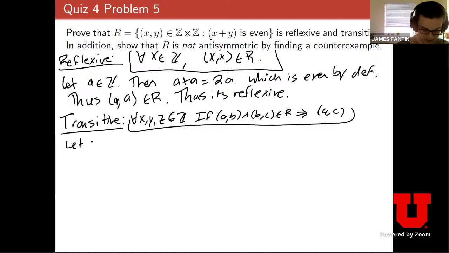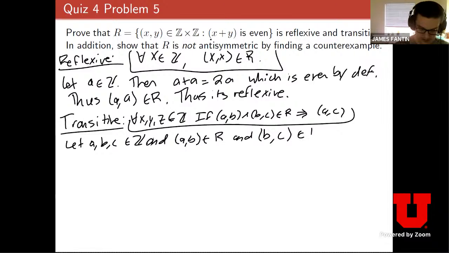So let A, B, C be given, elements of Z, and AB is in R, and BC is in R. That's what we assume for transitive. And then we have to show somehow that AC is in R. Well, let's use this definition.